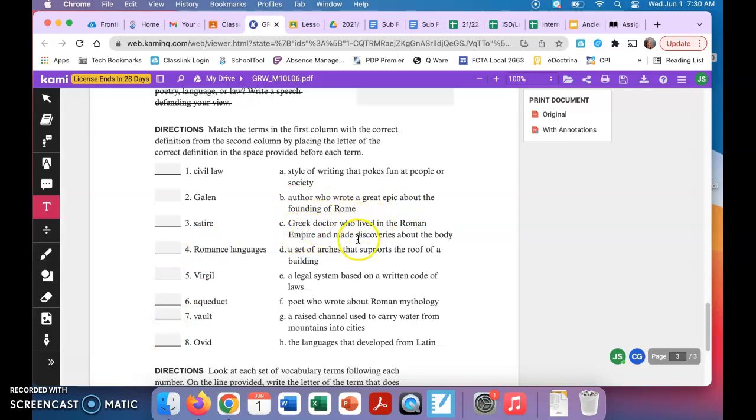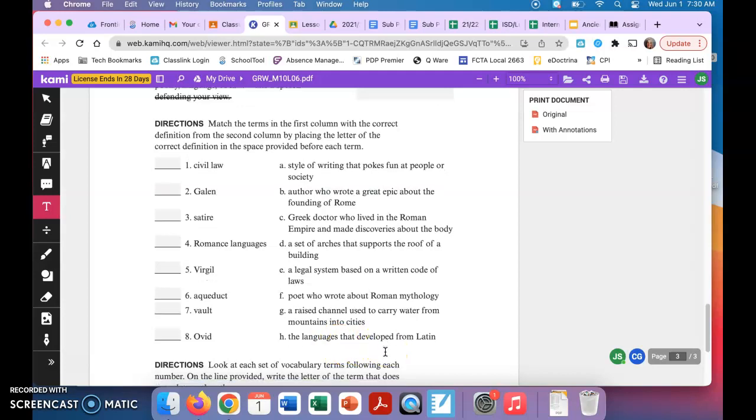C, Greek doctor who lived in the Roman Empire and made discoveries about the body. D, a set of arches that supports the roof of a building. E, a legal system based on a written code of laws. F, poet who wrote about Roman mythology. G, a raised channel used to carry water from mountains into cities. And H, the languages that developed from Latin.